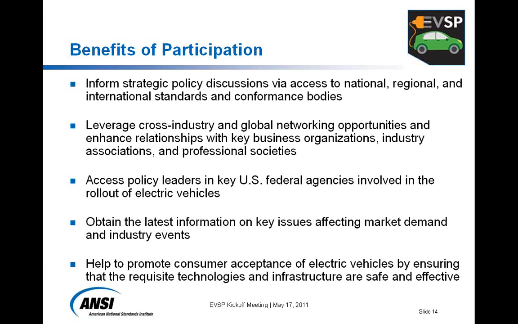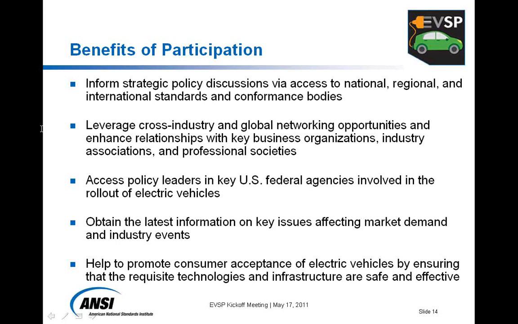So if you decide to be a participant in this activity, then obviously there are a number of benefits that come from this. One is to be part of strategic policy discussions with access to national, regional, and international standards and conformance bodies. There's a way to leverage cross-industry and global networking opportunities and enhance relationships within the business organizations, industry associations, and professional societies.